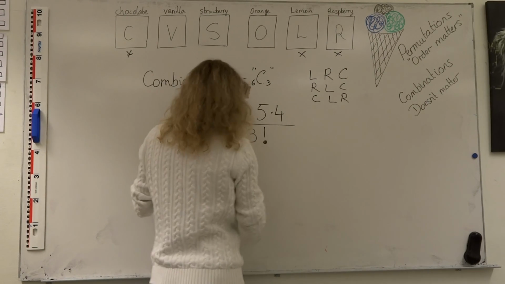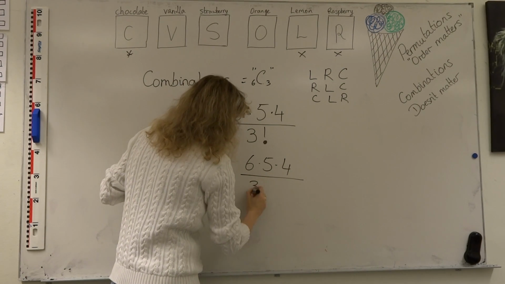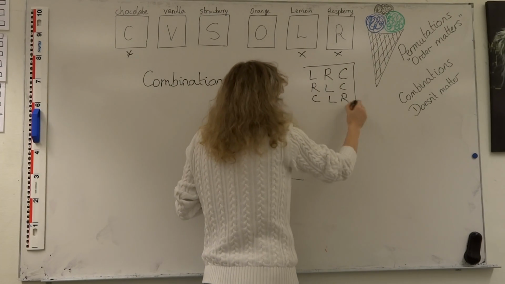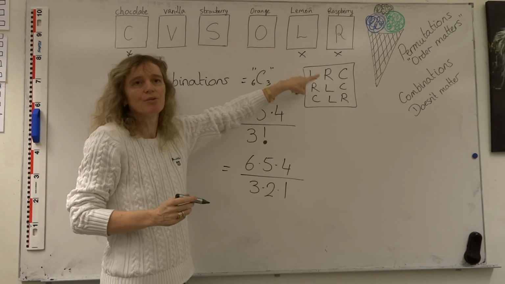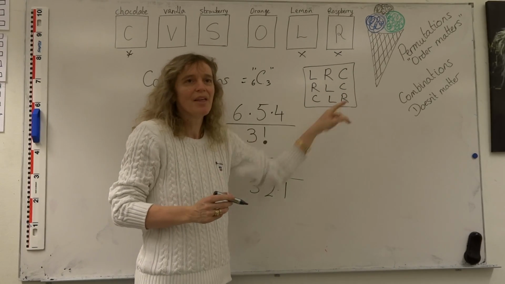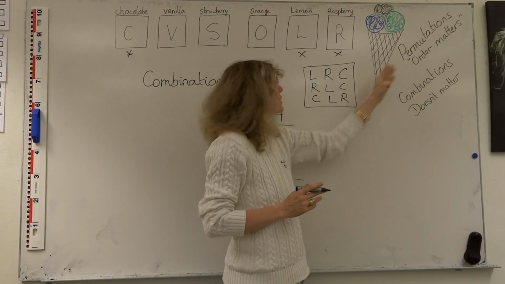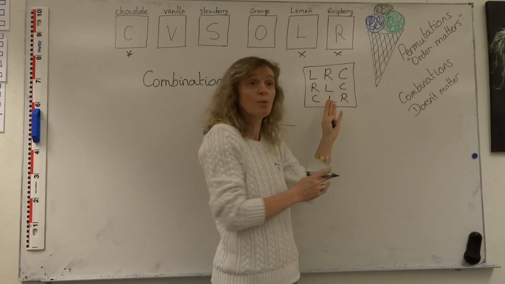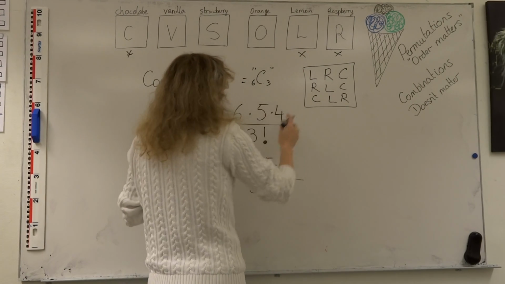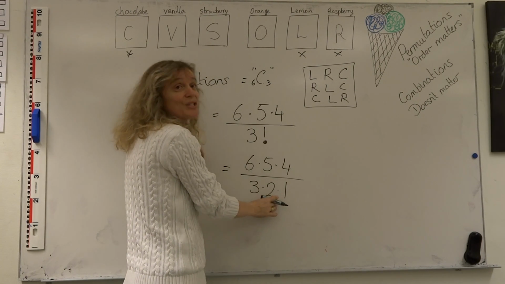Factorial, we know that means, so on the top we have 6 times 5 times 4 divided by 3 times 2 times 1. Because we're going to have lots of situations where it doesn't matter whether it's lemon, raspberry and chocolate, or raspberry, lemon and chocolate, or chocolate, lemon and raspberry. They're the same thing. So it's not going to be as many as when order did matter, because these 3 things are all the same flavour, so we will be dividing by 3. And then if we look at the other orders, we would find that there are 2 more that are the same, so we would divide by 2.